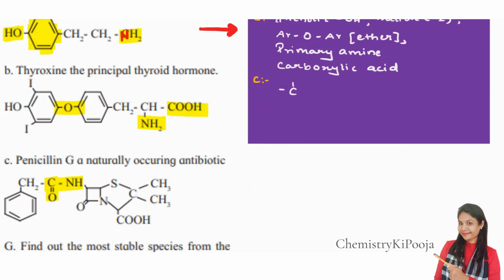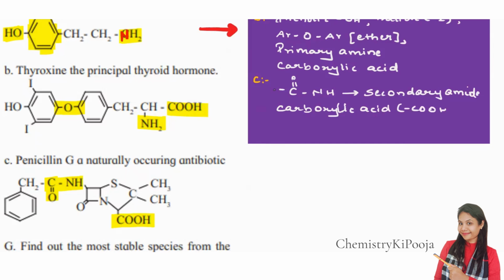If it is C double bond O, NH2, this is a primary amide. If I remove a hydrogen, it becomes a secondary amide. So this is the functional group present: amide. Along with this, we also have one more group. I can see there is a COOH. It is nothing but the carboxylic group, right? So we have carboxylic acid, and the functional group is COOH.